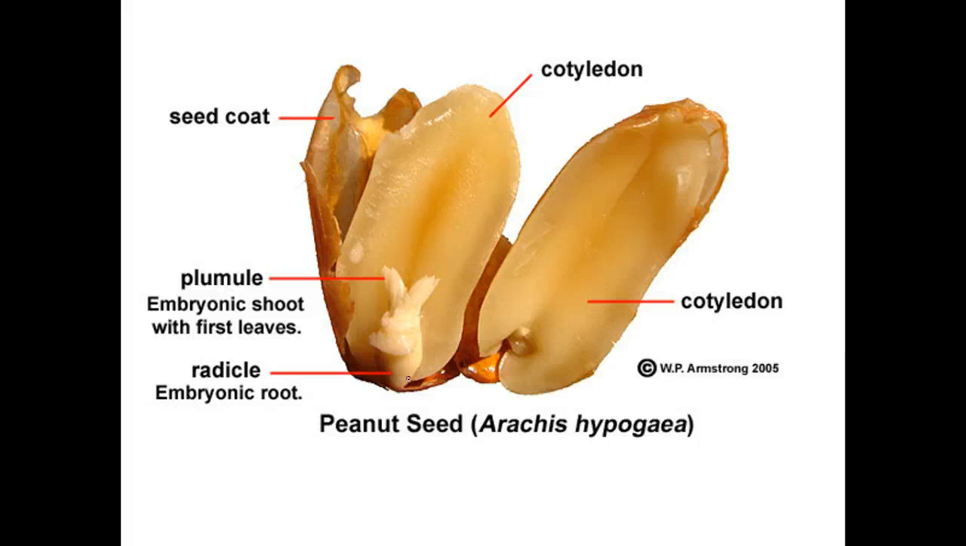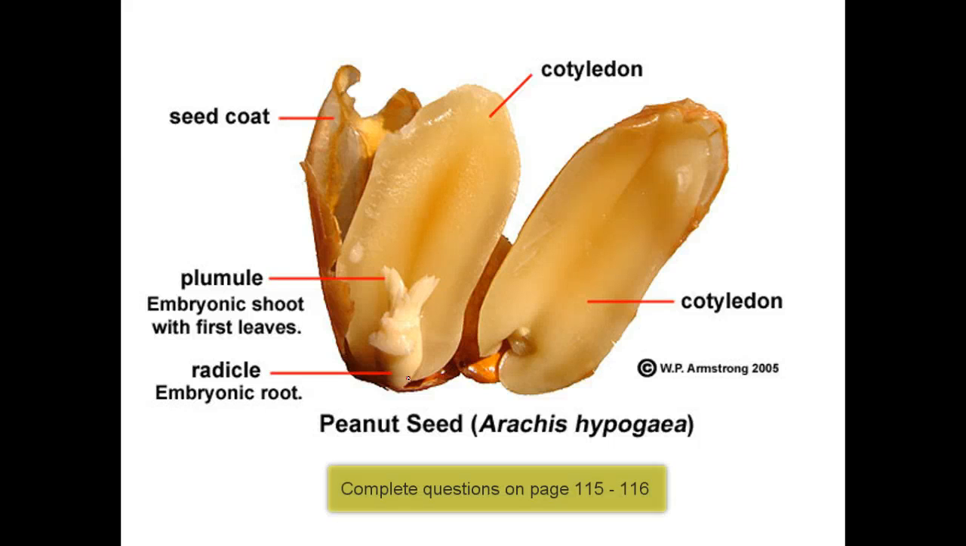So now that you understand what the different parts of peanuts and other seeds are, go ahead and complete the questions on page 115 and on page 116. And some of the questions are related to questions that were in activity 2. So if it seems familiar, it kind of is. So again, pause here and go ahead and work through those problems.